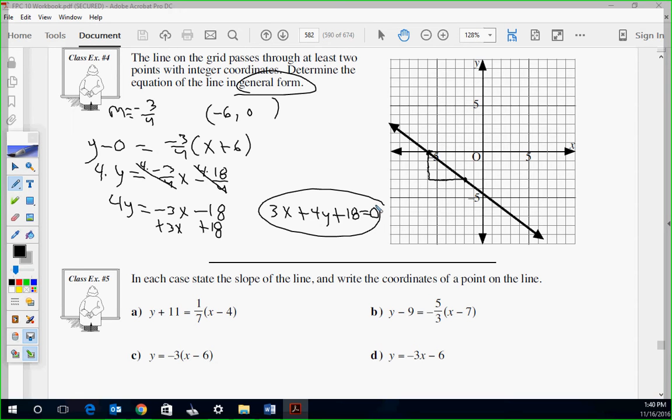Okay, so this next section is fairly easy. In each case, take the slope of the line and write the coordinates of a point on the line. So it's making us go backwards. So we should be able to see the slope. So Logan, what's the slope for A?